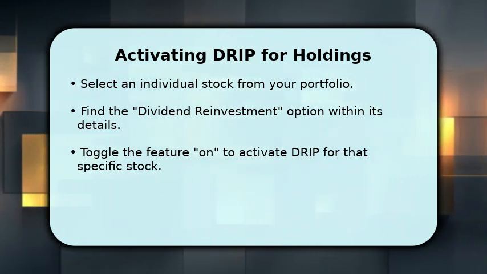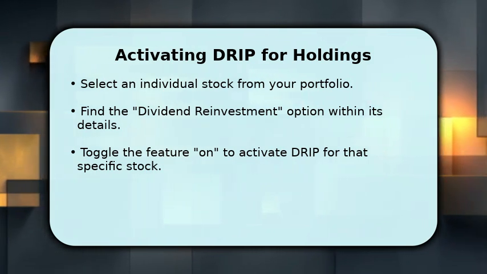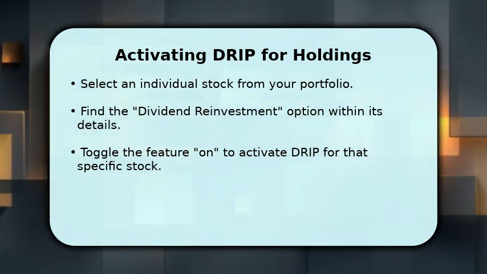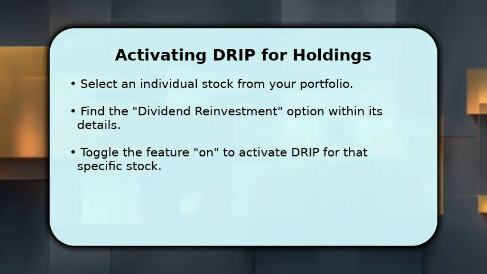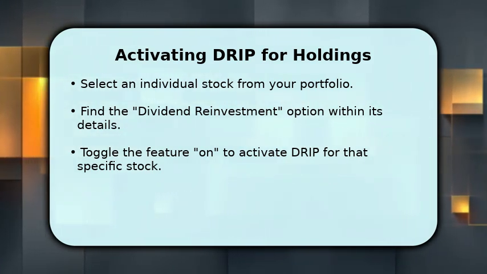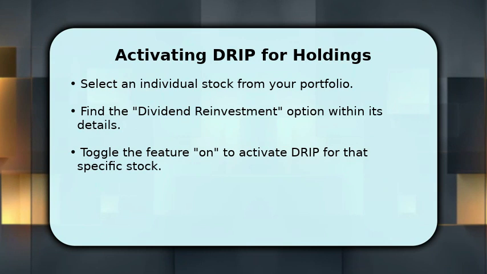Tap on a specific stock to view its details. Within this view, locate the Dividend Reinvestment setting. It will typically be a toggle switch. Simply tap to turn it on for that particular security. Remember, you must enable DRIP for each eligible stock individually to ensure your dividends are reinvested.